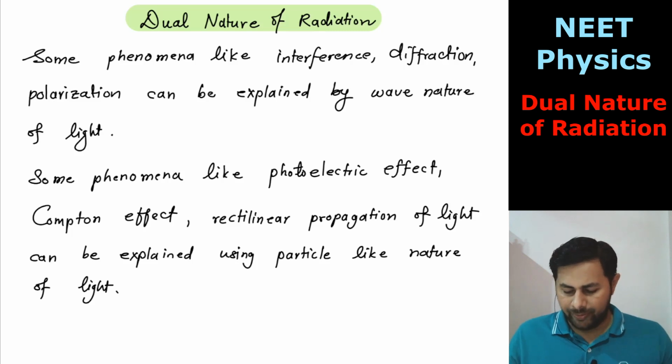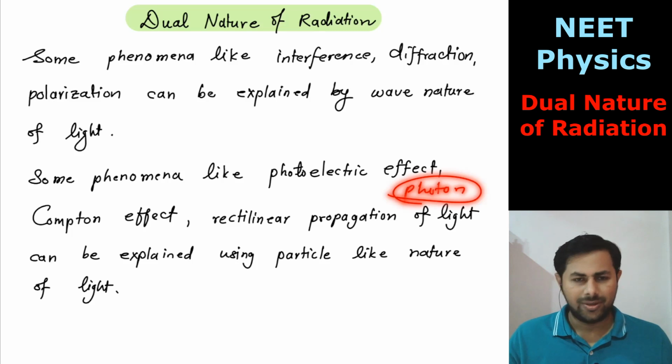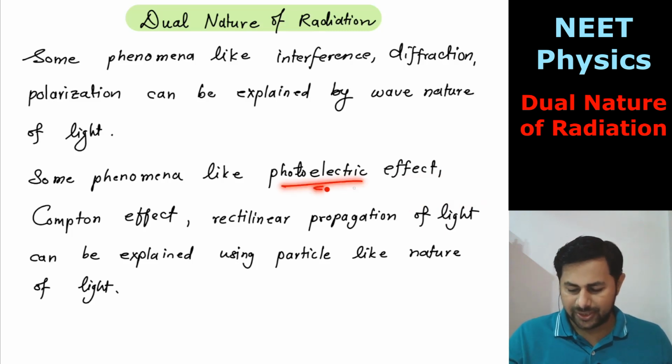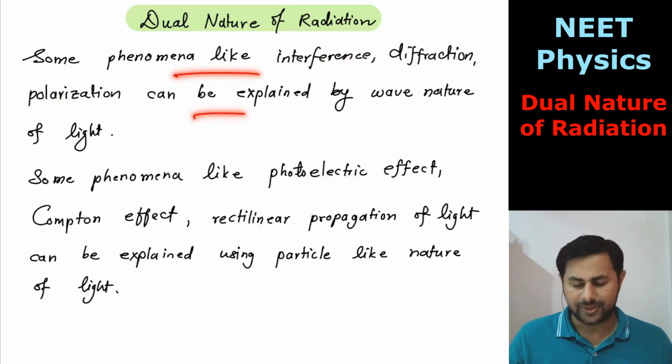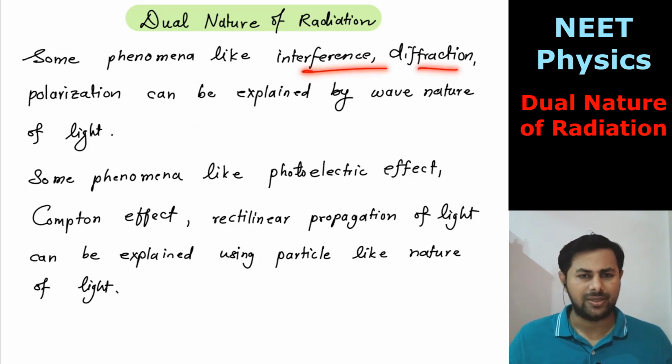called photons. But now, is the photon nature sufficient? It is not sufficient, because using this nature you cannot explain interference, diffraction, polarization, etc. And that's why both natures of light, the particle nature and the wave nature, are equally important.